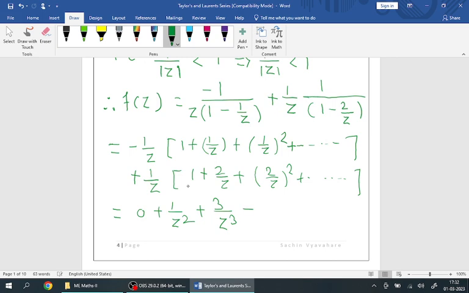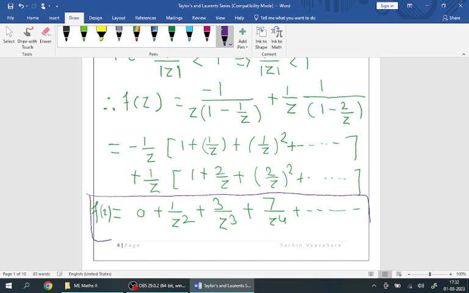So here, I think, z raised to 4. So it is 7 by z raised to 4, and that is f of z. This is f of z. Now you will observe which powers we got here: z raised to minus 2, z raised to minus 3, z raised to minus 4. If at least one negative power is there, this becomes a Laurent series. So automatically we got here the Laurent series about the point z equal to 0. That is the final answer, so that is the answer of question number 3.